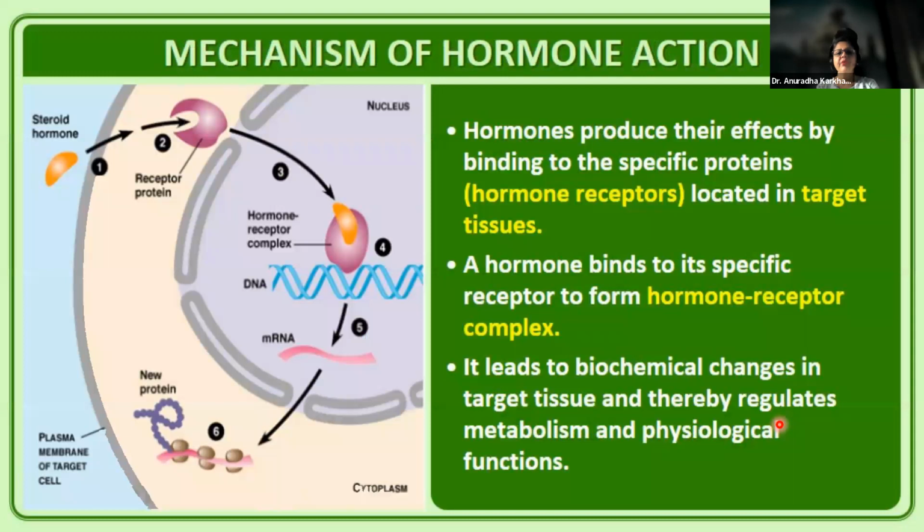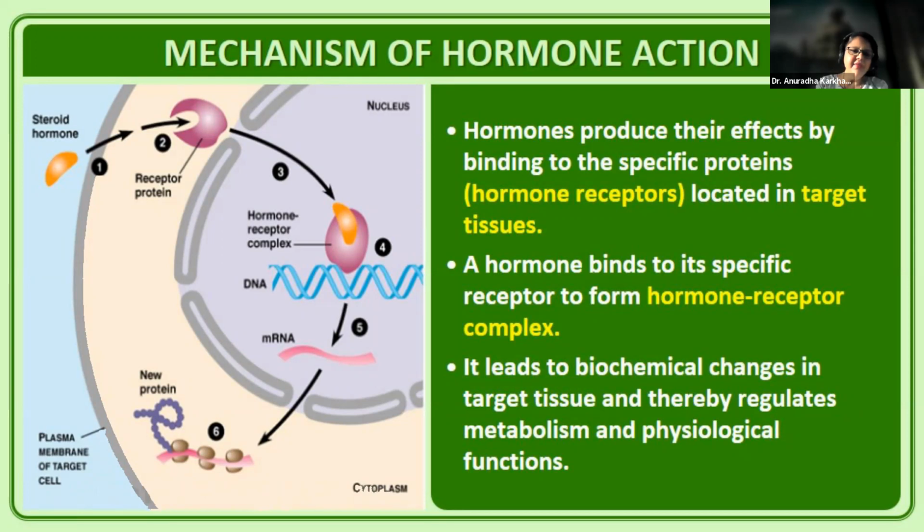Lastly, to end this chapter, we have to understand the mechanism of hormone action. Within 5 minutes, I'll complete this, because only this part is remaining. Very simple, very easy. Hormones produce their effects by binding to specific proteins called hormone receptors located in target tissues. A hormone binds to its specific receptor to form a hormone-receptor complex. It leads to biochemical changes in the target tissue and thereby regulates metabolism and physiological function.